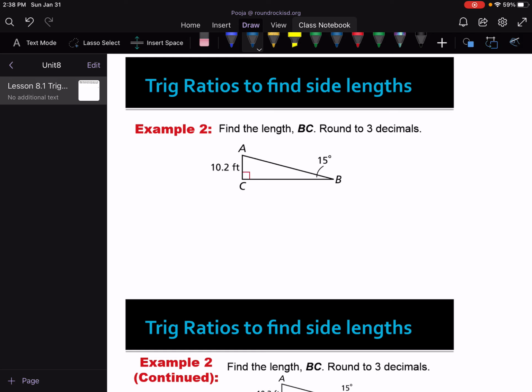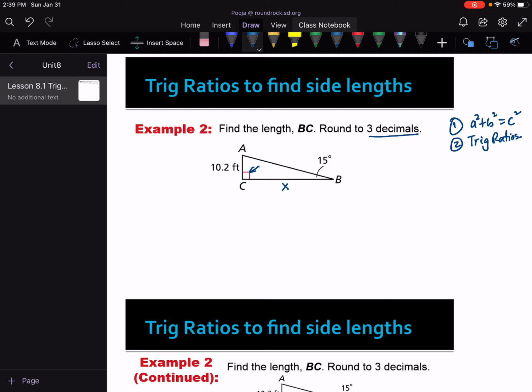Find the length BC, round to 3 decimals. So it looks like I need to find a side. Clearly, BC is the side. And this is what I'm looking at. X is the unknown. Okay. Again, this is a right triangle, right? We notice a right triangle. So two things should pop up in your mind. I can apply a squared plus b squared equals c squared because it's a right triangle. And second, I can apply all 6 trig ratios to it, the basic ones. Which one is needed depends on the question.